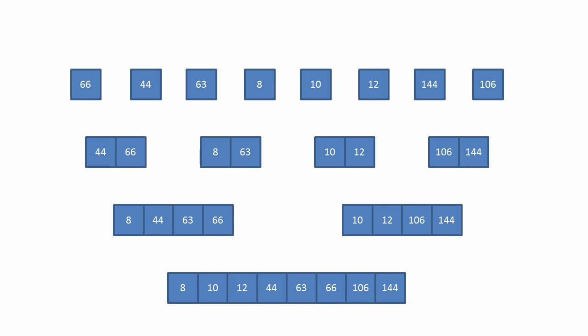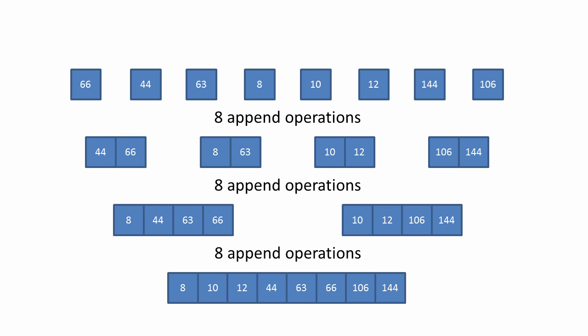Let's have a think about the merging process, which is the most expensive part of a merge sort. To turn 8 sublists each of 1 item into 4 sublists of 2 items, we had to perform 8 append operations. Then, to convert 4 lists each of 2 items into 2 lists of 4 items, we had to perform another 8 append operations. And then finally, we performed another 8 append operations. So we've performed a total of 8 times 3 append operations.